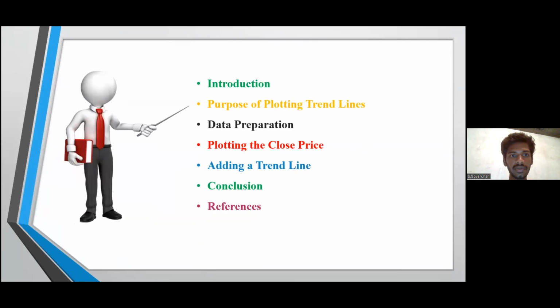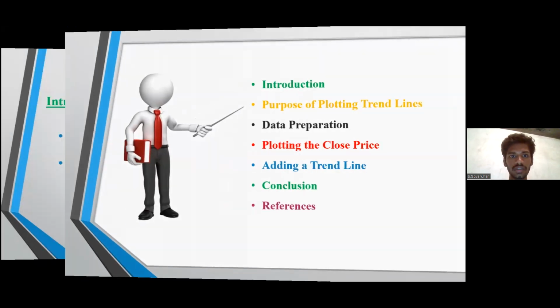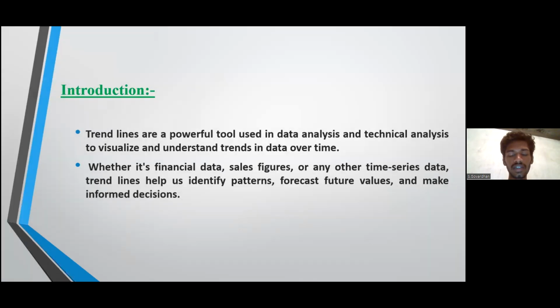So what we are going to learn in this topic is the introduction and purpose of plotting trend lines, data preparation, plotting the price, adding a trend line, and the conclusion and references, sir. First of all, we'll come to know the problem statement. What is the difference between these trend lines and previous candlesticks and other bar graphs, etc.